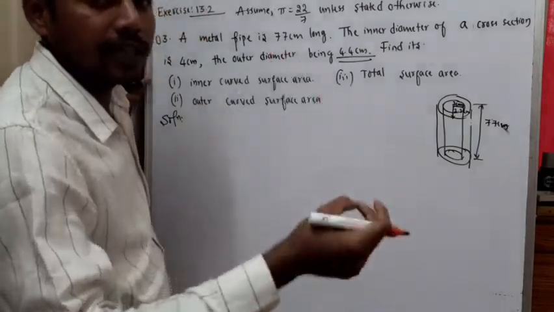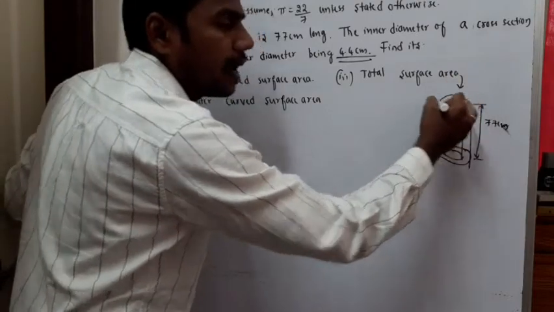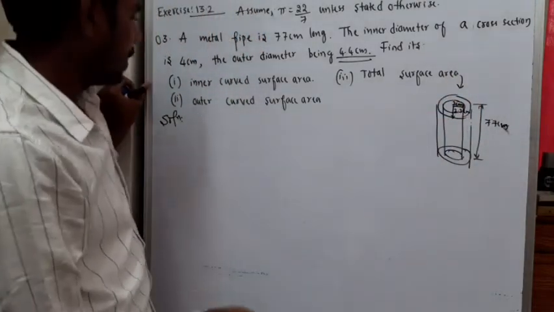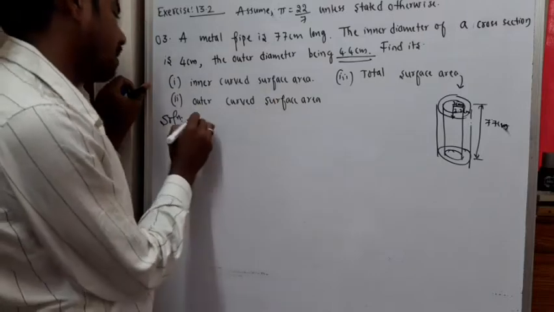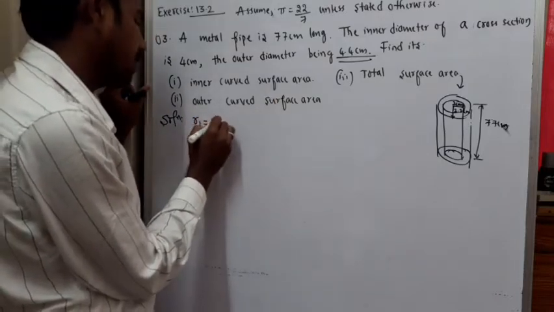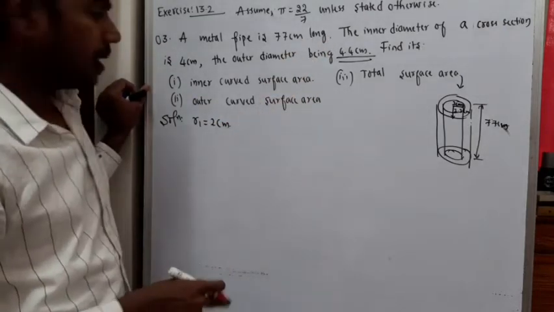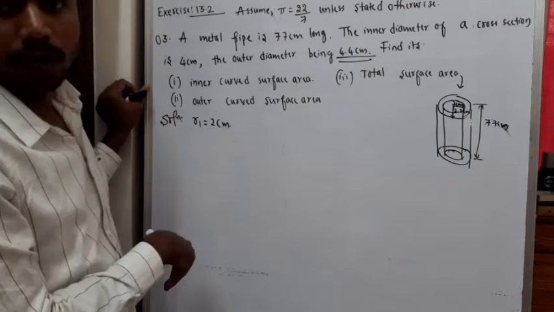They have given inner diameter and outer diameter. Okay. So we'll call the inner radius r1, which is equal to 2 centimeter, because inner diameter is equal to 4 centimeter, then inner radius will be equal to 2 centimeter.